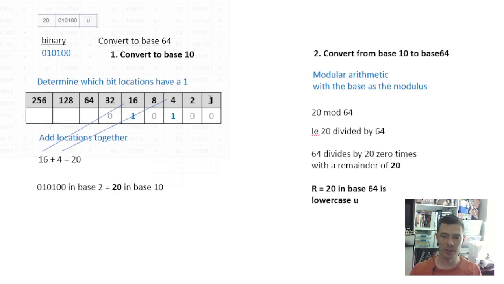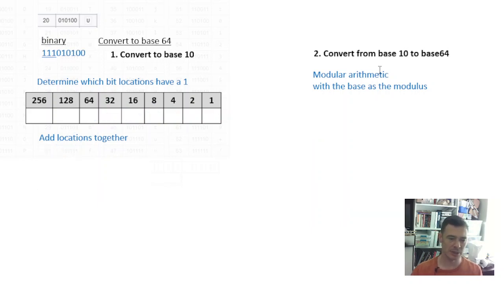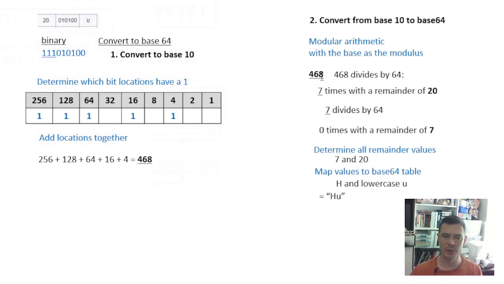You use this table, which is just listing the powers of 2 from right to left. Add in the locations where your bit is a value of 1, and add those together, and that gives you your base 10 answer. And then we take this back to modular arithmetic, but apologies, we need to stop right here. I'm going to increase the difficulty of the example, so I'm just going to add in 3 more bit locations. That way you can see the second piece will make a little more sense. Converting to base 10, this now gives us a base 10 of 468.